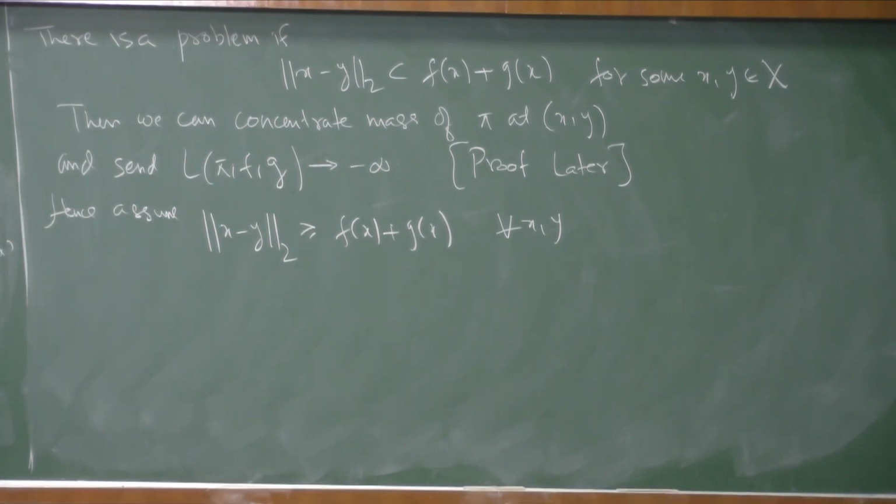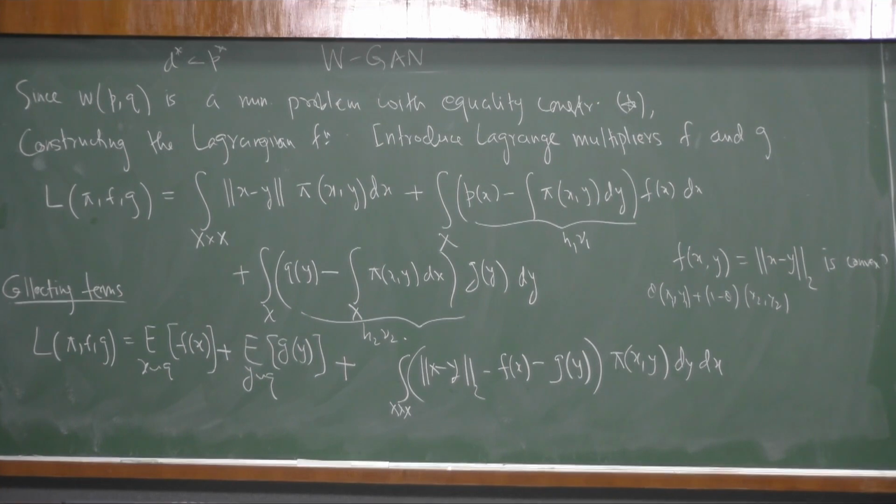Okay, if that is the case, then what can we say about the mean of the Lagrangian, right? Because now the two norm of x minus y is greater than or equal to f(x) plus g(x), so that's a positive quantity and it's over the pi. So now if I have to minimize this over the pi, because I am supposed to minimize the L over the pi, if I do that, then the minimum possible value I can have is when pi is 0.